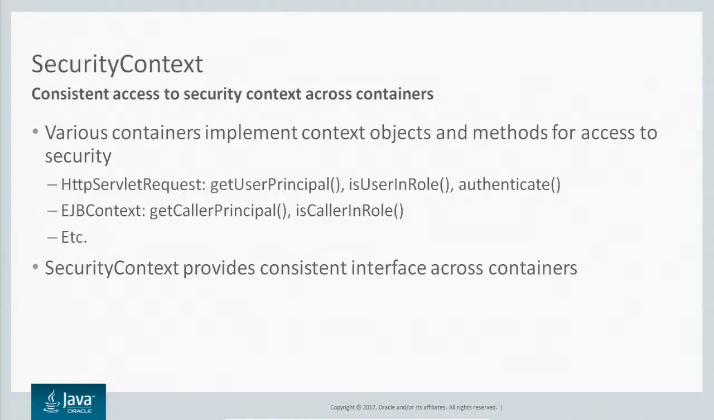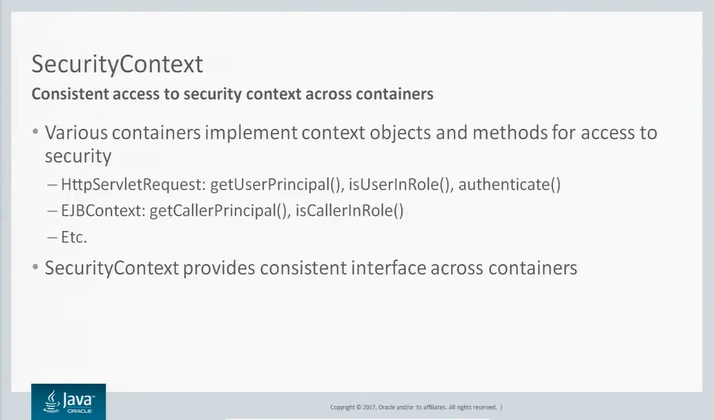SecurityContext is the last item that we're working on for this JSR. The idea behind SecurityContext is to provide consistent access to security information across containers. So today, the various containers implement context objects and methods for access to security. You've got get user principal and is user in role, authenticate in HTTP servlet request. EJB context has very similar methods, but they have different names. So SecurityContext is intended to provide a consistent interface across different containers for this sort of information.